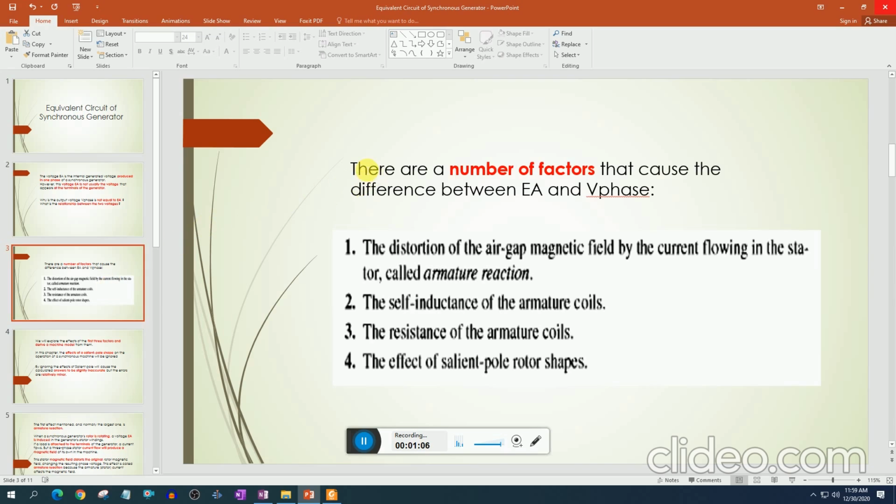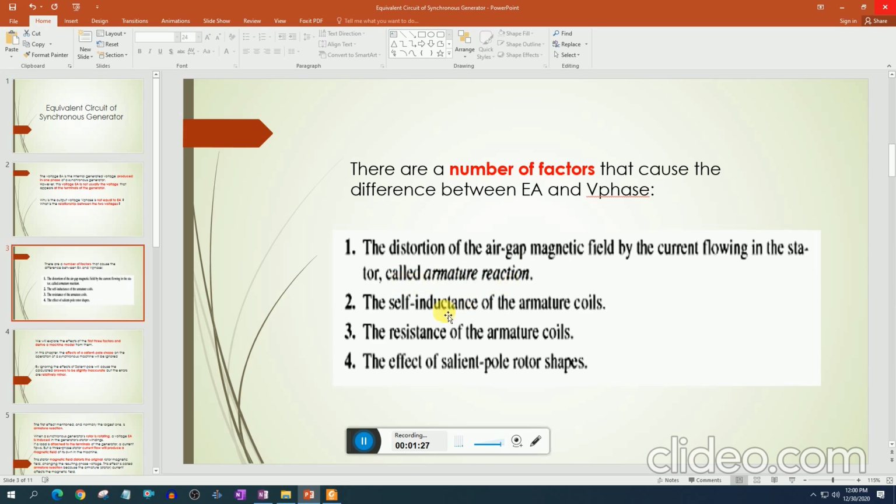Why is V phase not equal to EA? There are a number of factors. Which factors? The first one is the armature reaction. What is the armature reaction? We will study it deeply later in the next slide. Here, the distortion of the air gap magnetic field by the current flowing in the stator is called armature reaction.